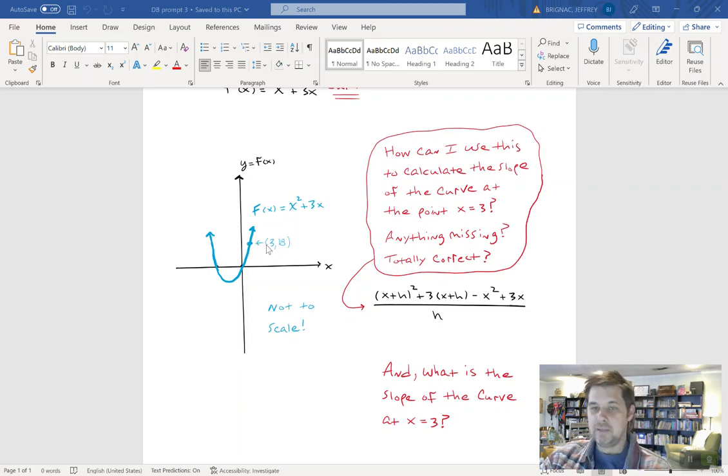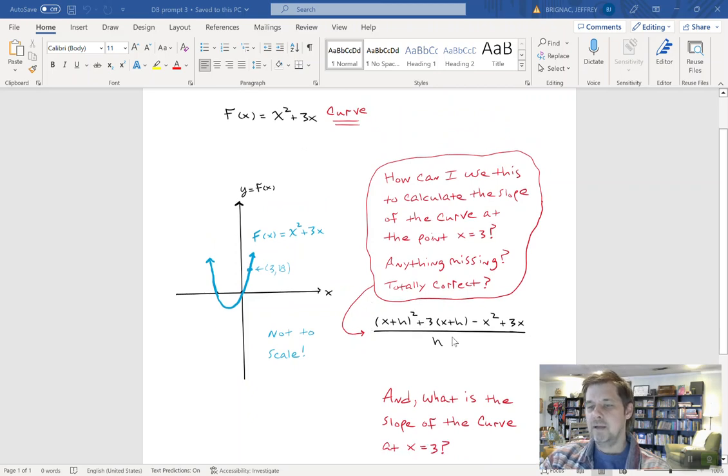The point is x is 3, y happens to be 18, but that point. And I wrote down this formula. I said, is anything missing? Left as an open question. Is it totally correct? Again, left as an open question. And what's the slope of the curve ultimately at this point?